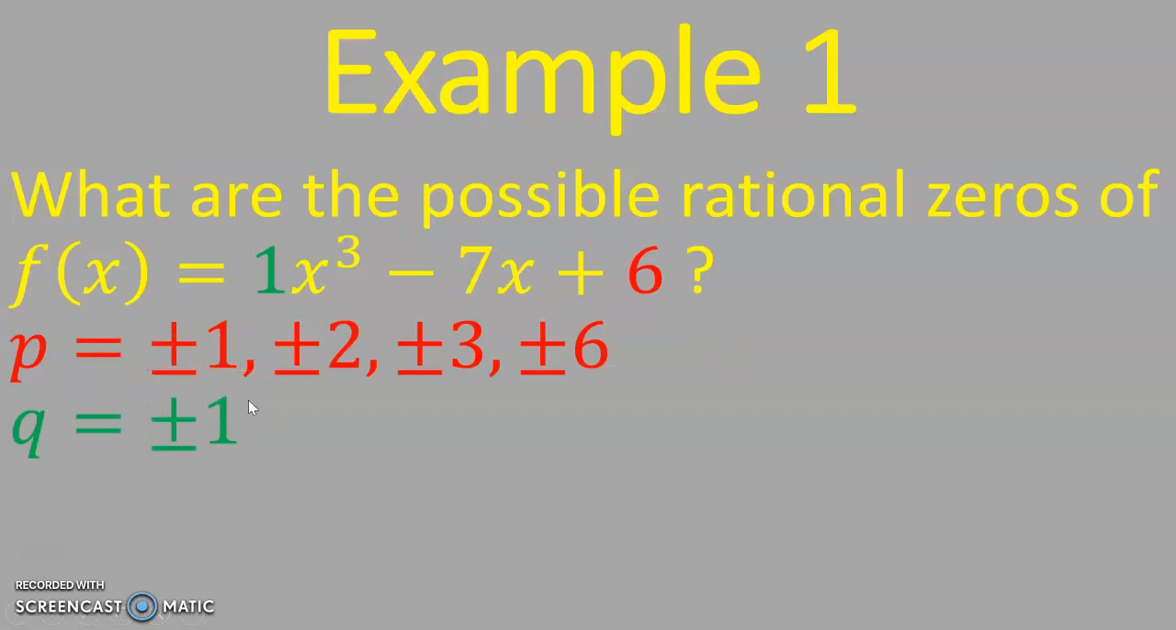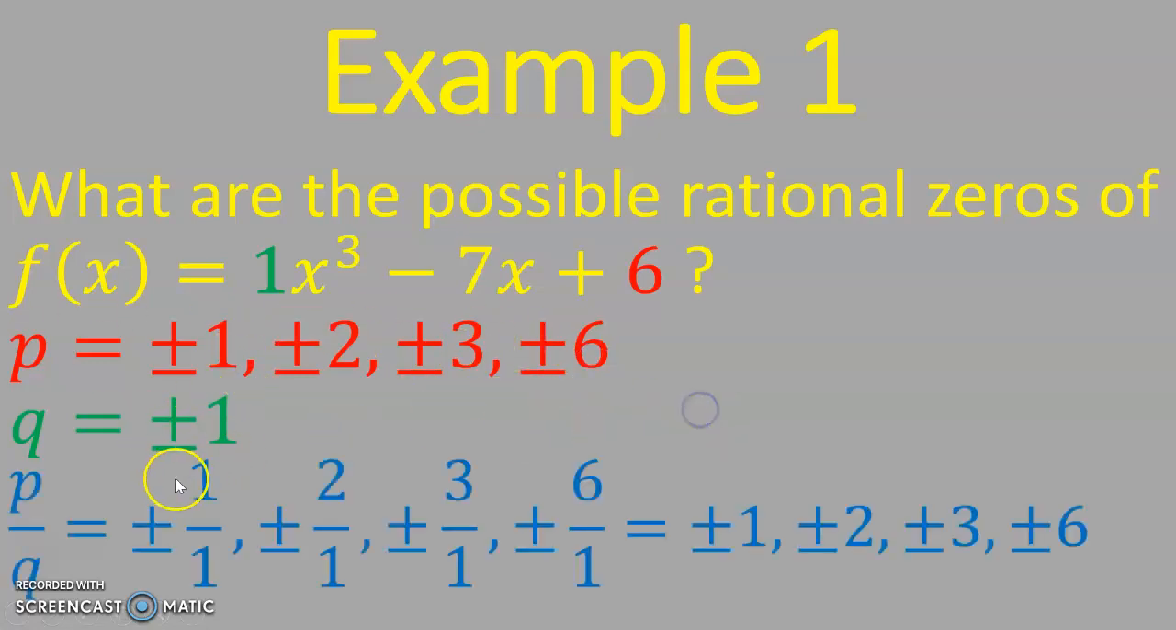P over Q, or your possible rational zeros, are all these P's divided by all the Q's. So in this case, it's all the P's, 1, 2, 3, and 6, divided by your one Q, which is 1, which generates the same list as our P's here. So it's nice when Q is 1. The P list actually is our possible rational zeros in this case.